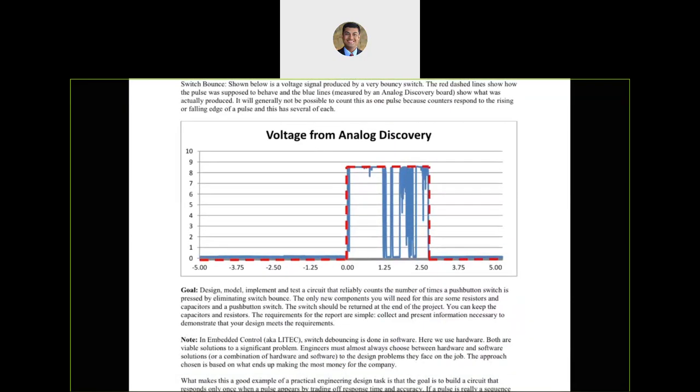So let's first answer the question, why do we need this? What is a switch debouncer? Why do we need it? Where are we going to use it? So you have over here a voltage plot from Analog Discovery. And as you can see, the blue line is bouncy in nature.